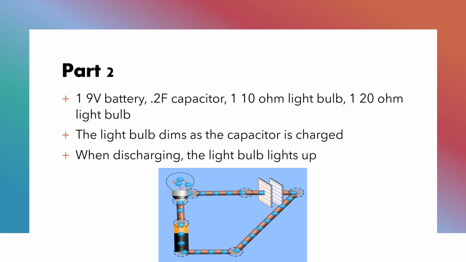In this part, one 9-volt battery was used, a 0.2 farad capacitor, one 10 ohm light bulb, and one 20 ohm light bulb. Shown in the picture is the diagram of the circuit that was used. The light bulbs were used interchangeably, and some observations were that the light bulb dims as the capacitor is charged, which makes sense as less current is going through it, but it's actually just being held up by the capacitor. And if we were to remove the battery, as talked about earlier, the capacitor will start discharging, which will light up the light bulb again.